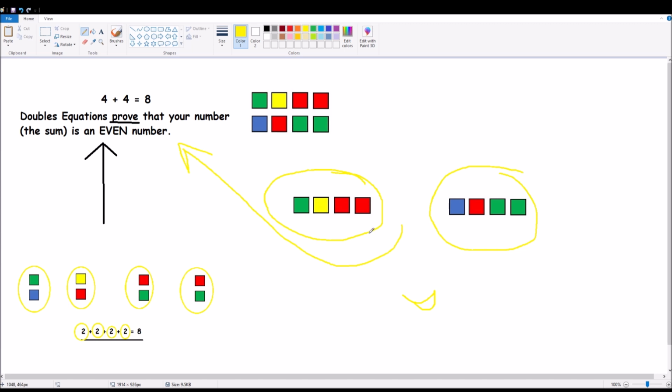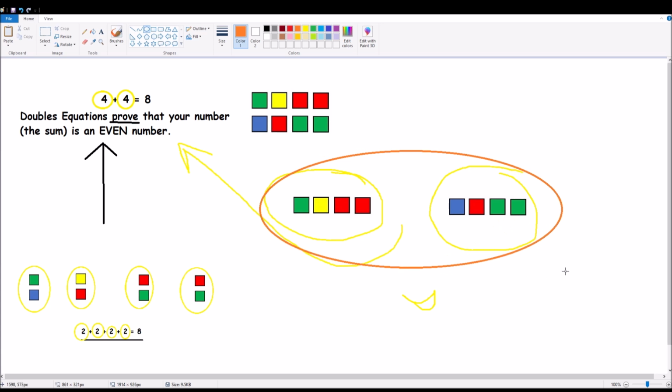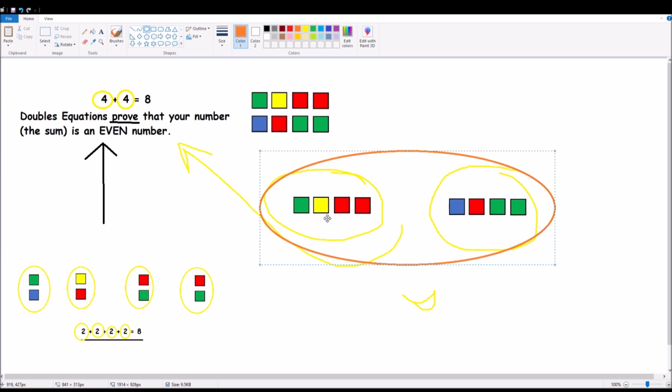And this is how we prove with our picture again that we can make an equation that proves that 8 is an even number. So here's where we get our equation from. We take our 4, which is right there, and we take our second 4, which is right there, and we get our 8 total. And our 8 total, you can see, makes up that whole set, our whole group. And there's our 8.